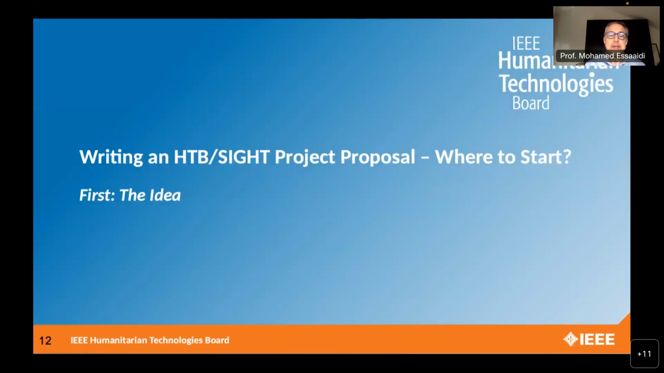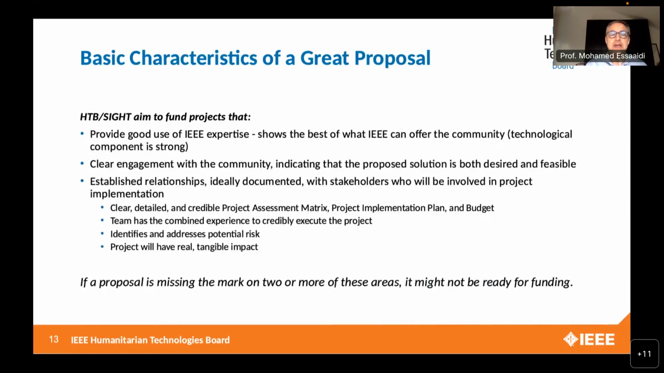Let's focus now on another important aspect, especially for volunteers: how we can write an HTV SIGHT project proposal, from where to start. So what's the first idea? You have here the basic characteristics of a great proposal. So what's the aim of HTV SIGHT? The aim is to fund projects that provide good use of IEEE expertise, show the best of what IEEE can offer the community. The technological component is strong, with a clear engagement with the community, indicating that the proposed solution is both desired and feasible.